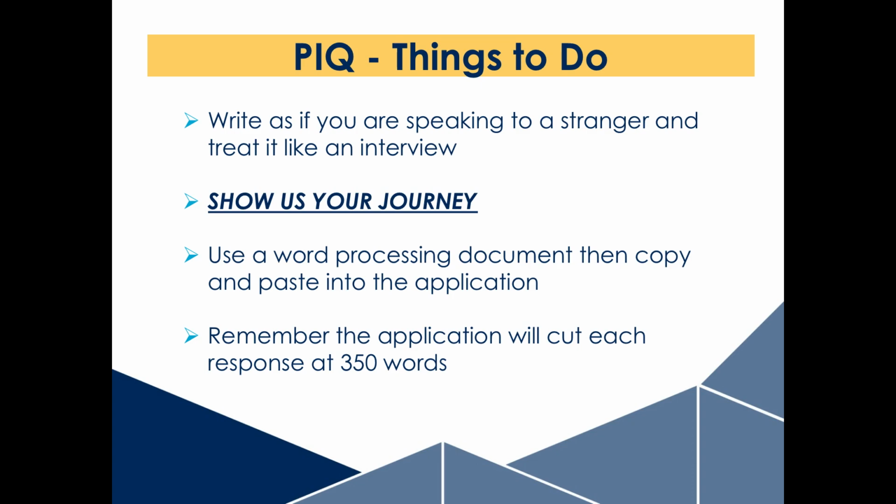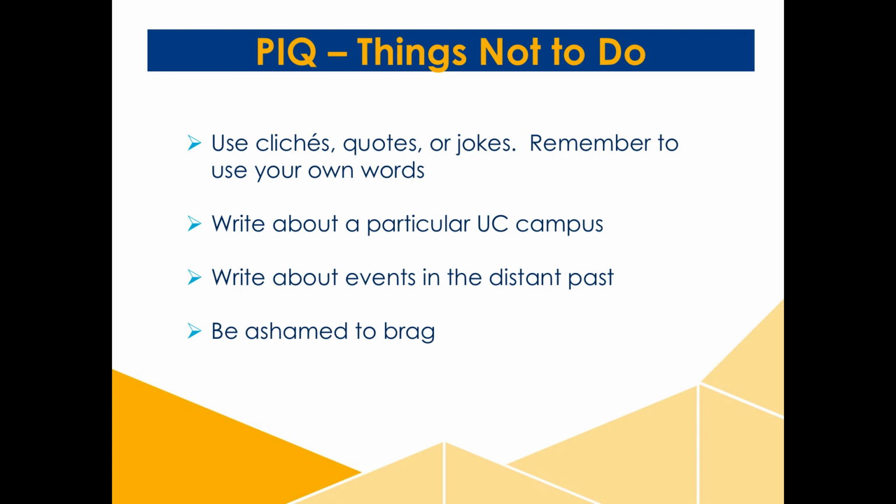Use your authentic voice. Share your story the way you want it to be told, not the way you think I want to read it. At the end of the day, when you apply to these schools, you should be able to say, I applied to these schools, and if I get admitted, great. And if I don't, I at least told them the story in the way that I wanted to share my story. Don't use cliches, quotes, or jokes.